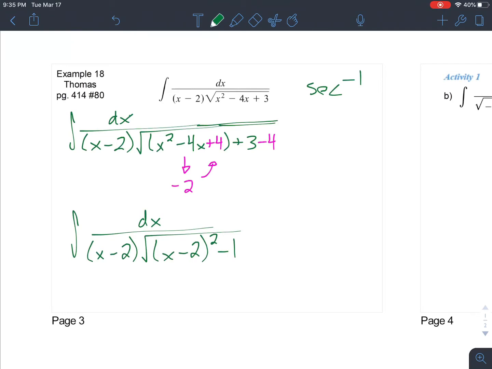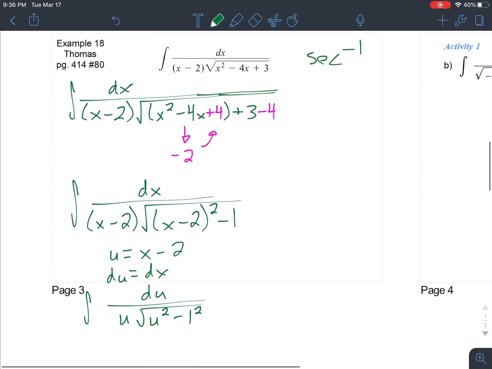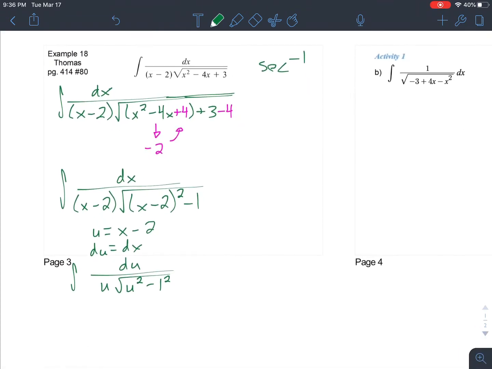If you would like, you could do a u substitution on this. You could let u equals x minus 2. You could let du be dx. And then you're going to be given du over u times the square root of u squared minus 1 squared. You could do that if you want, or that part is actually not necessary for this because our du ends up just being dx. We could just integrate straight into arcsecant if we wanted. For this, I'm choosing not to.